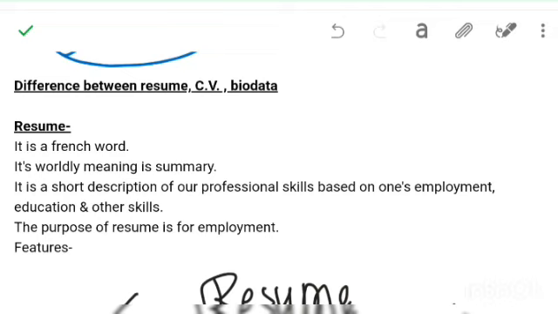Coming to the features of resume, CV and biodata. A resume consists of 1 or 2 pages of A4 size. CV has no limit on the number of pages, and similarly biodata also has no limit on its number of pages. In a resume, you mention your professional skills, but as a shortened description. CV is a detailed description of your professional skills and education, and it is a lifelong history of your full academic credentials. In biodata, you mention personal particulars like DOB, gender, religion, race, nationality, and so on.